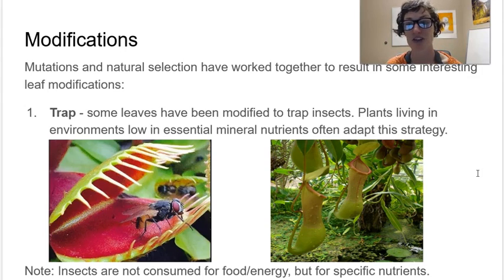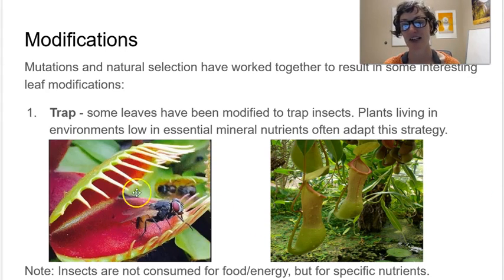There's low nitrogen, low phosphorus, and low calcium. So to solve that problem, some plants have adapted carnivory. They're not technically using those insects as food. They make their own food by using sunlight and carbon dioxide. They use those insects as a source of nutrients, calcium, nitrogen, phosphorus, things that are limiting in their soil. So often these modifications we see are of the leaf.